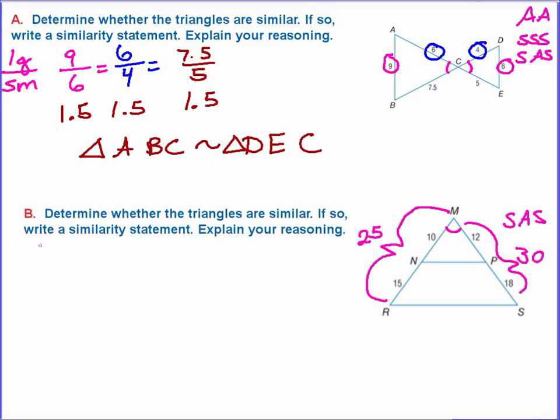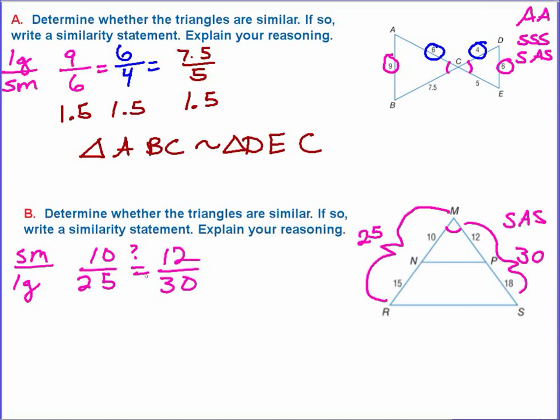So I need to look at the triangles, MNP and triangle MRS. So MNP, the small one, and MRS, the large one. So I need to set up the ratios. I'm going to go small to large on this one. So I'm going to go 10 over 25. Does that equal 12 over 30?